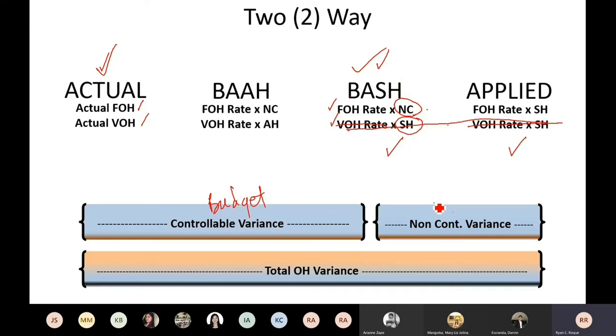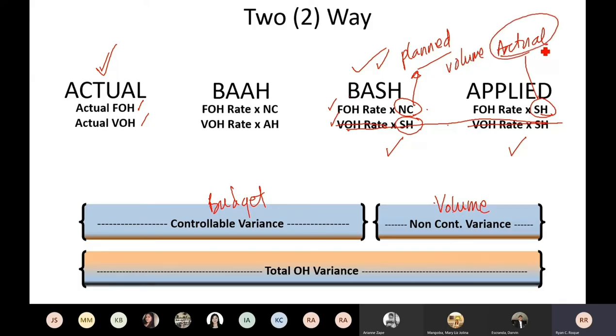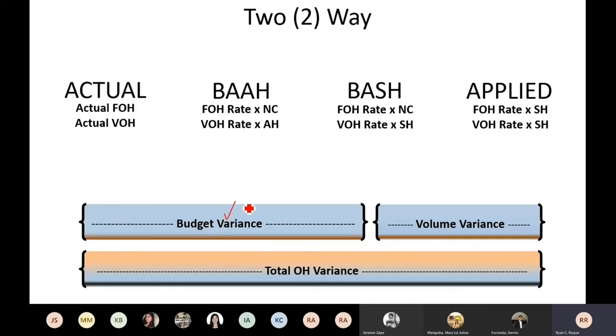Ito naman non-controllable. Bakit ba non-controllable? I mean, ang ibang tawag ay volume variance rather. Bakit naging volume variance? Kasi tingnan mo, itong SH na to, tulad ng paulit-ulit ko sinasabi kanina, based on the actual units. Pero yung normal capacity is based on the plan or yung practical capacity nga ng production. All the rest equal. So ibig sabihin, it is just the volume, yung actual na lumabas, that makes it different from the BASH. Kaya tinawag siyang volume variance. Okay, kaya ito ay volume, either budget or controllable, or volume or non-controllable variance.